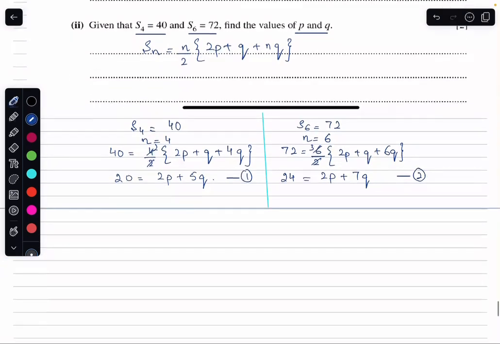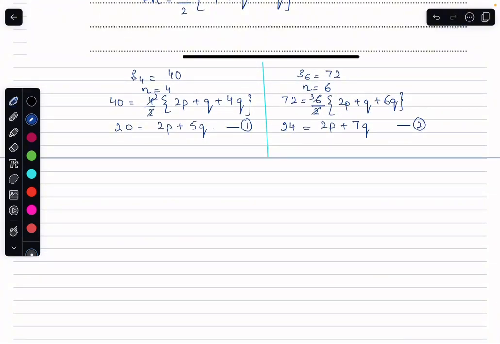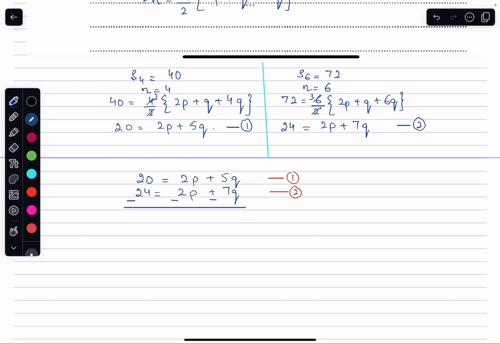I can solve the two equations simultaneously to get the values of p and q. So solving the two equations simultaneously, I will go for the elimination method, and here I can say it's 20, which equals 2p plus 5q. This is equation 1, and the second equation shall be 24, which equals 2p plus 7q. So solving by the elimination method, I should be changing the sign so that I can eliminate 2p here. So I will be having here 20 minus 24, giving me negative 4.